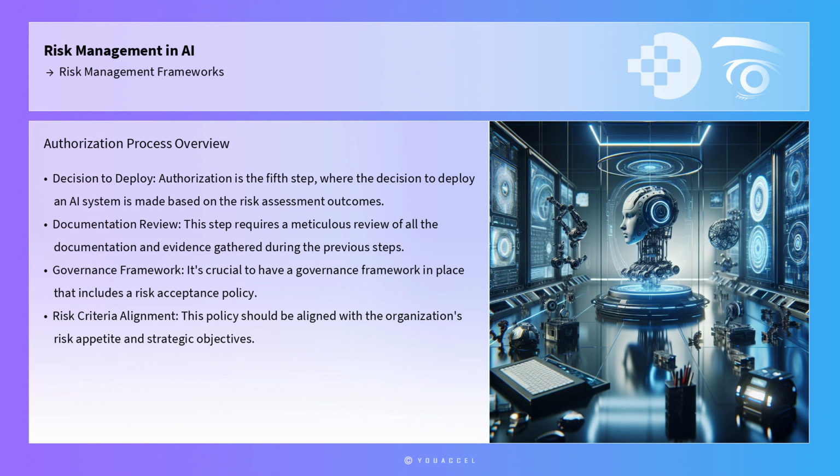Authorization is the 5th step, where the decision to deploy an AI system is made based on the risk assessment outcomes. This step requires a meticulous review of all the documentation and evidence gathered during the previous steps. It's crucial to have a governance framework in place that includes a risk acceptance policy, which clearly defines the criteria for accepting or rejecting the identified risks. This policy should be aligned with the organization's risk appetite and strategic objectives, ensuring that only AI systems that meet the required safety and ethical standards are authorized for deployment.